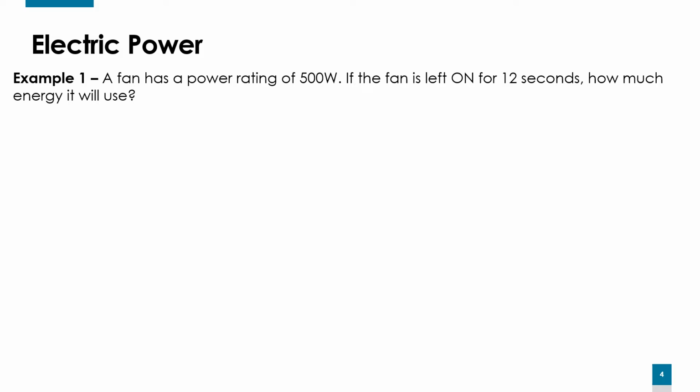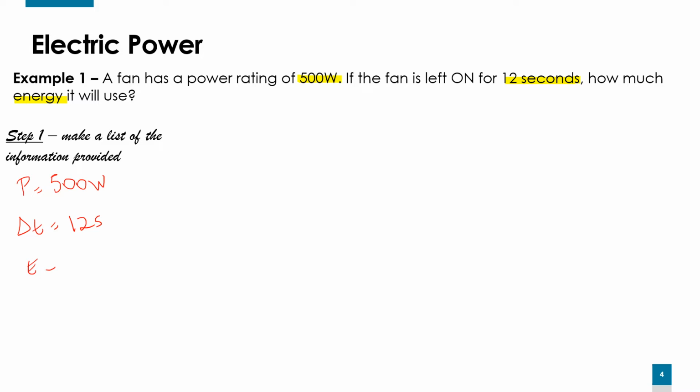Example 1. A fan has a power rating of 500 watts. If the fan is left on for 12 seconds, how much energy will it use? First let's highlight. A fan has a power rating of 500 watts. If the fan is left on for 12 seconds, how much energy will it use? Then I'm going to follow the same steps, okay? Make a list of the information provided. So here I have power equal to 500 watts. I have time, 12 seconds, and energy that I want to find.